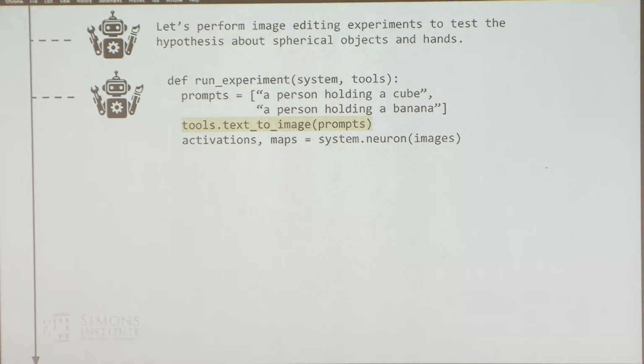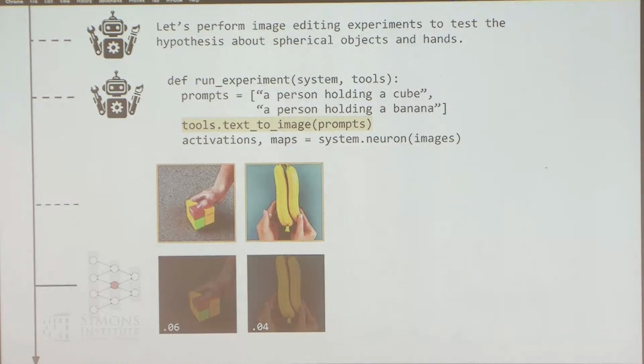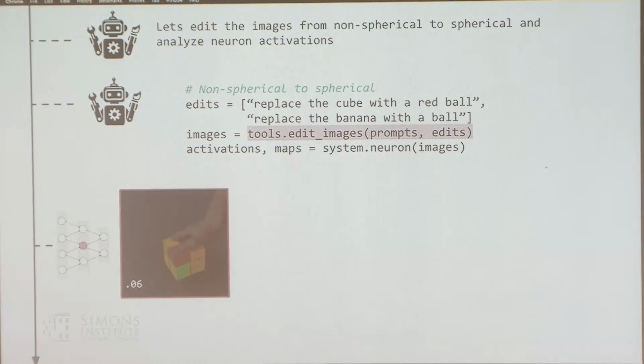So what if we synthesize images of a person holding a cube and a person holding a banana? And if the neuron is only selective for hands holding spherical objects, then these new images shouldn't activate the neuron, which is in fact what we see. If these hypotheses are correct, then we should be able to edit these images to replace the non-spherical objects with some kinds of balls, and then the neuron should be active if it's in fact sensitive to hands interacting with spherical things. So Maya makes these images by calling an image editing tool.